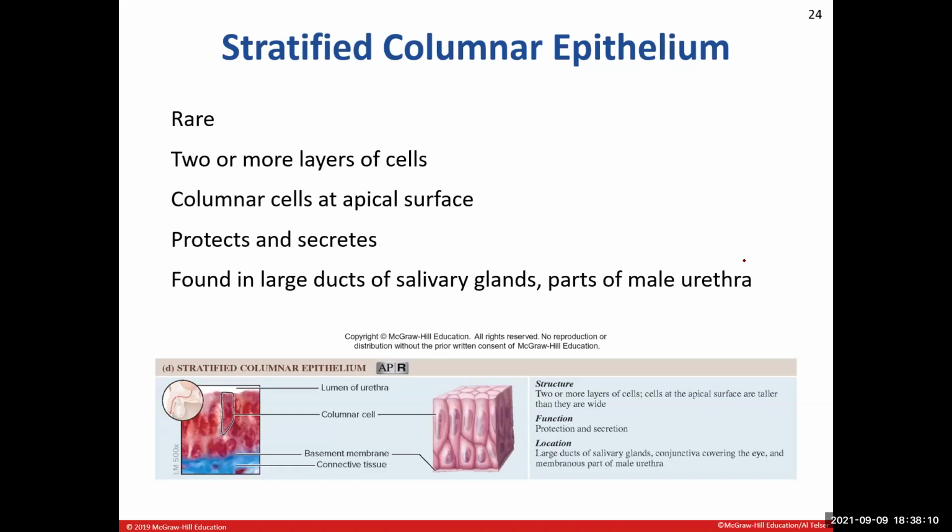All right, and then not our last type of epithelium here, but our stratified columnar epithelium. Again, we have another rare type. We're going to see this in areas of secretion and protection. If we're thinking about secretion, we're thinking about salivary glands. And then we'll also see it, because it's rare, around parts of the male urethra.